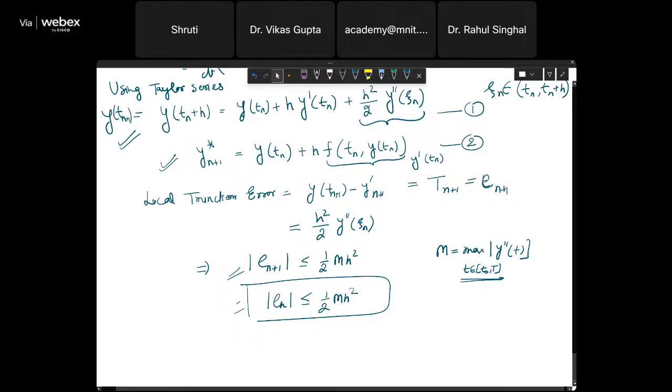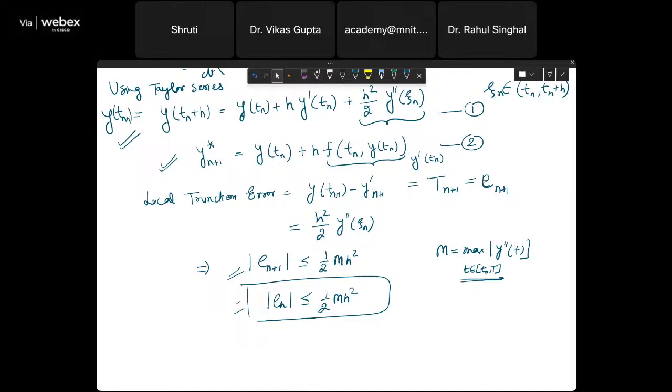So what does it mean? It means the local truncation error involved in the Euler method is of order h square. So local truncation error is of order h square, which we denote like this, order h square. So this is the thing.